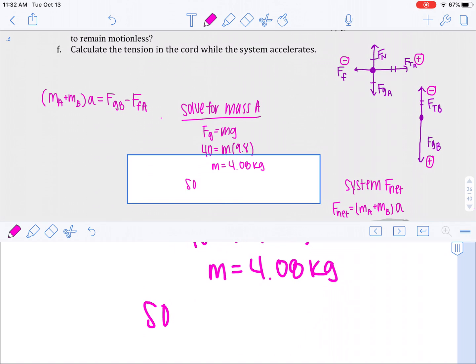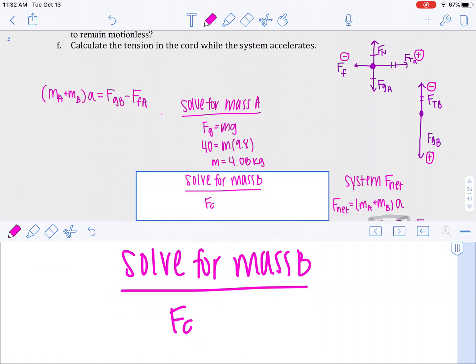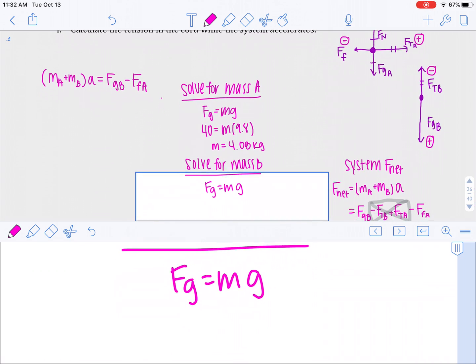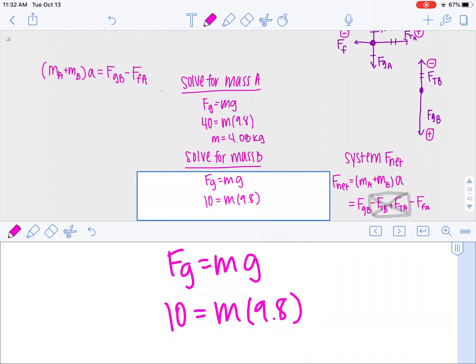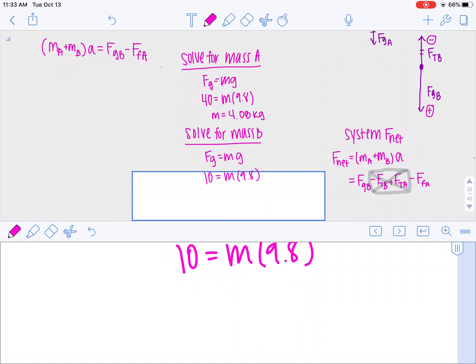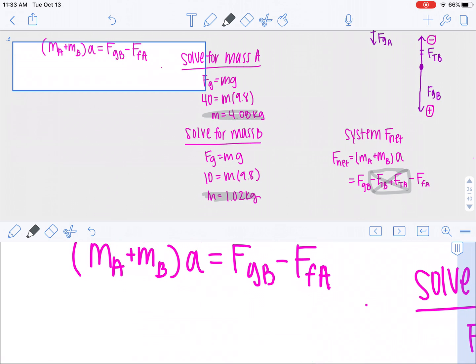Then I'm going to solve for mass B, and use the same equation, except with 10 newtons this time. And that mass will be 10 divided by 9.8, which is 1.02 kilograms. So at least now I have these two that I can plug in to my equation over here.